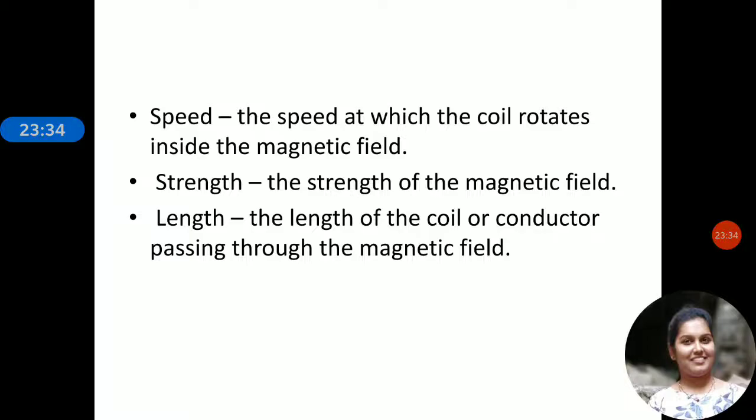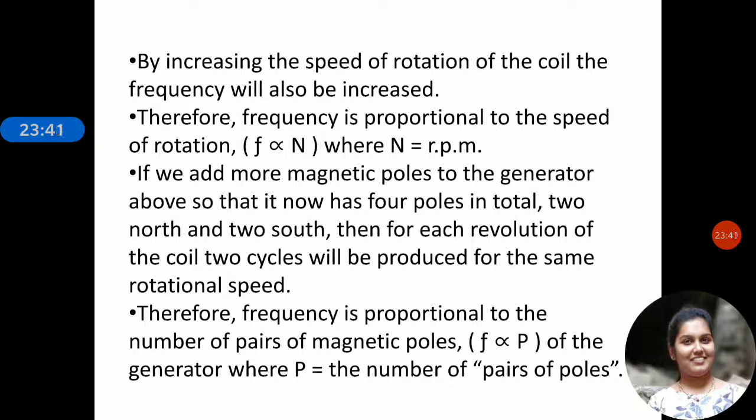So, frequency is indicated with the letter F. Speed is indicated with the letter N. So, I can write it as F is directly proportional to N, where N is equal to speed in RPM. RPM is nothing but revolutions per minute.